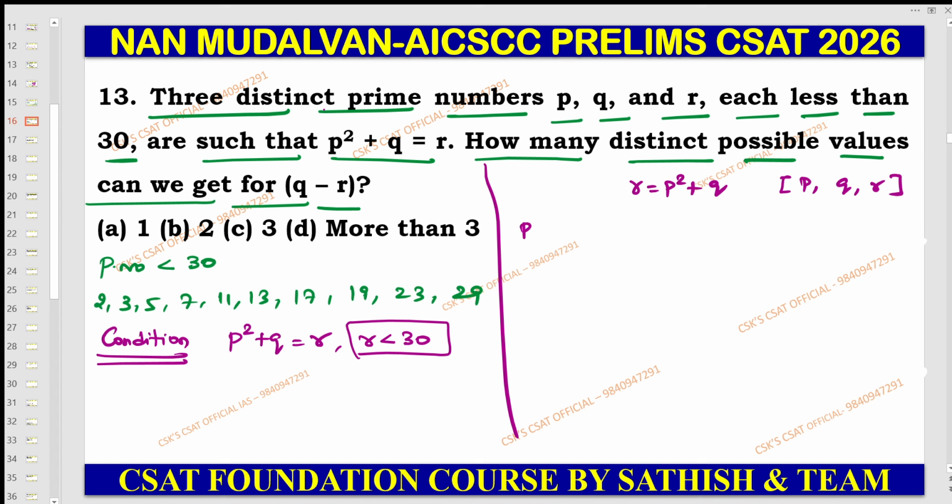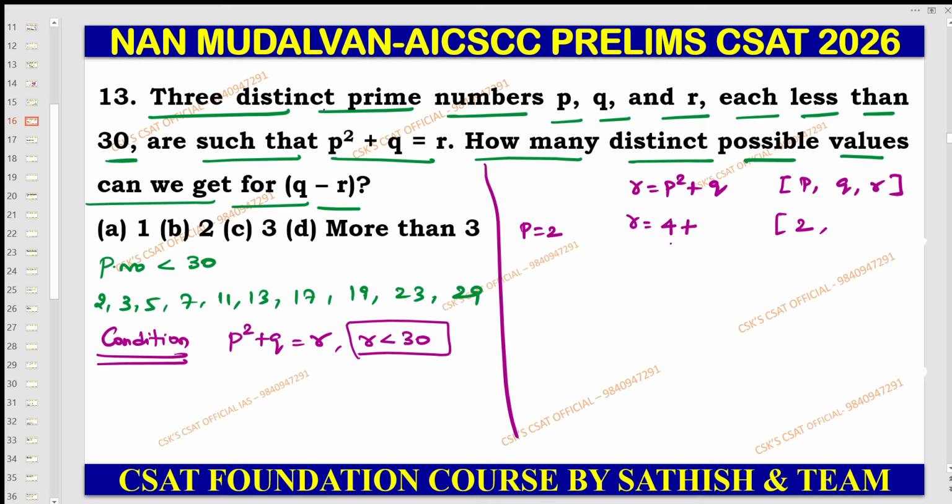Suppose if you are taking P is equal to 2, what would happen here? P square becomes 4. R has to be, listen carefully, a prime number which is lesser than 30, because each is lesser than 30. Now, when 4 plus Q, the resultant must be a prime number. So let's see the options here. I am writing 2, 3, 5, 7, 11, 13, 17, 19, 23, 29, like that. One logic you understand here.